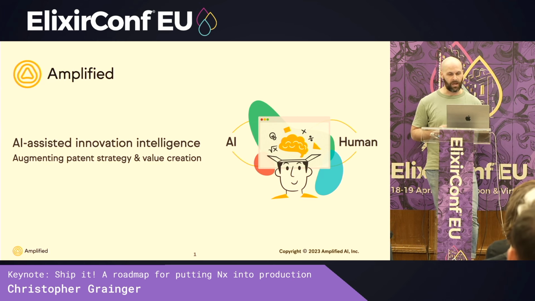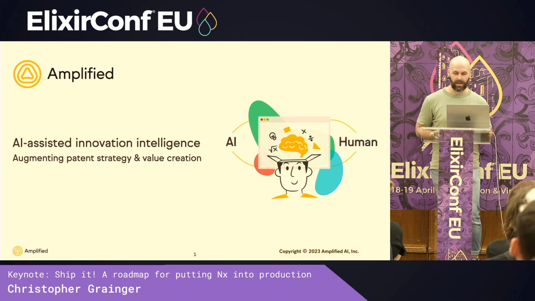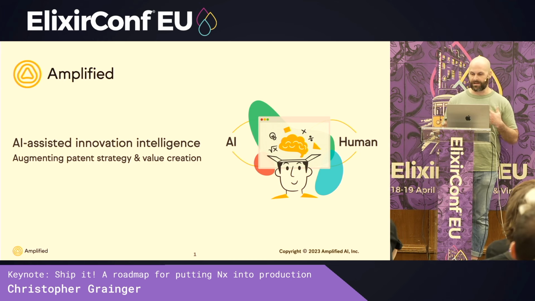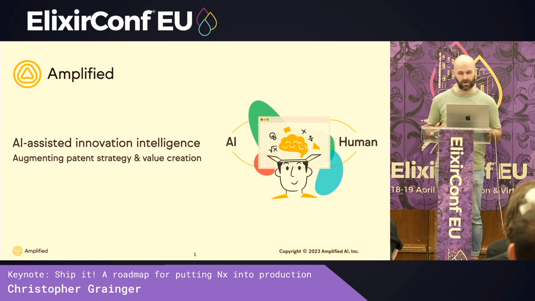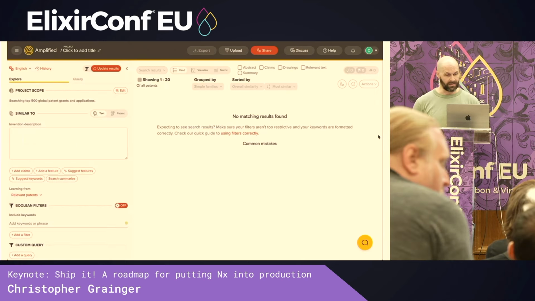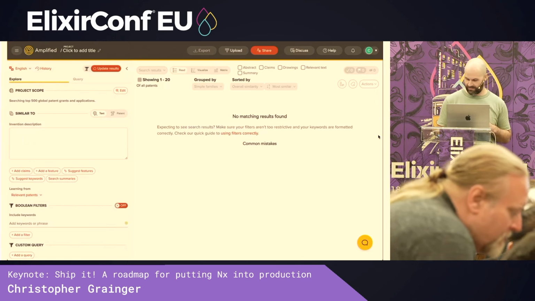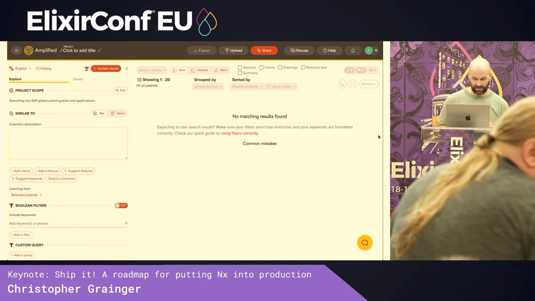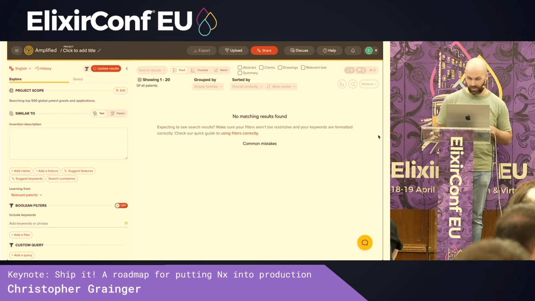So a lot of the work that you do in Amplified is centered around the idea of a project. And these projects are centered on patent search, among other things that you can do, and it uses an AI-assisted patent search, among other features. So I'm going to show you a little bit of that to begin with. Now, let's see if I can do this without a laser pointer. I'm going to play you a little video.